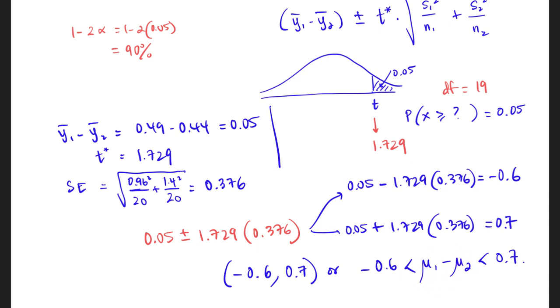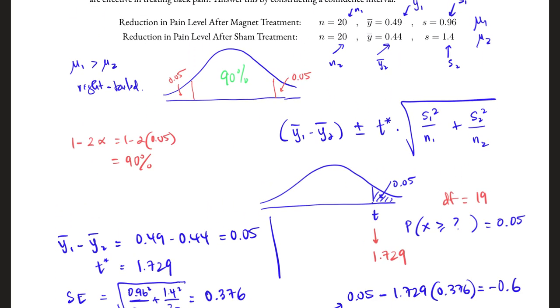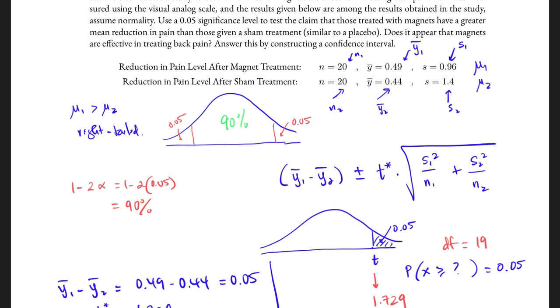And if we fail to reject the null hypothesis, then we would need to support it. Therefore, if we support the null hypothesis, then we would reject the alternative. But the alternative hypothesis is mu1 greater than mu2. And since we reject this, we reject the claim that magnet is effective. We say that magnet treatment is not effective.